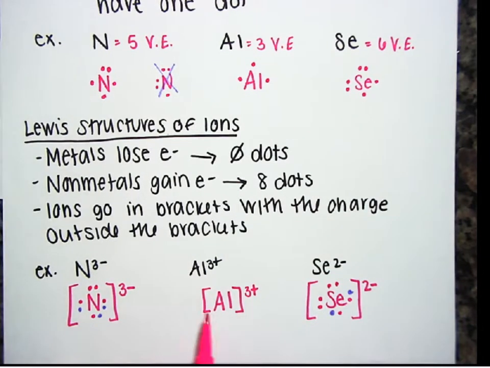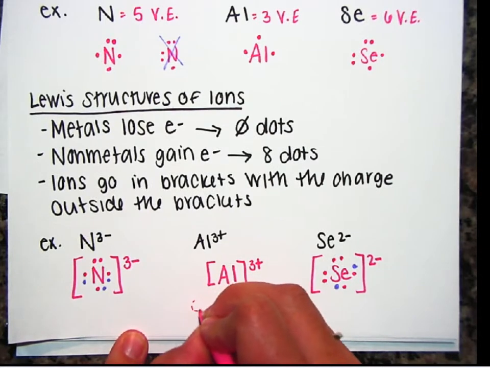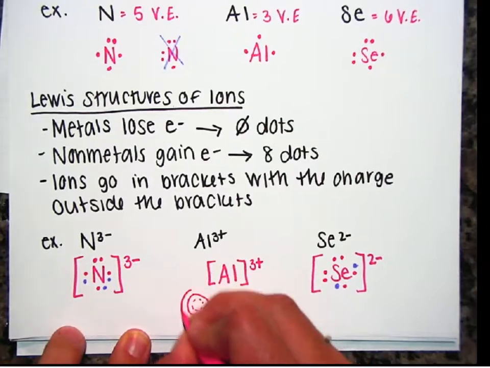Aluminum is going to lose its 3 valence electrons and it has a charge of 3+. But looking at this, aluminum doesn't have any dots, or any valence electrons. Well, I thought everything needed to have 8. Well, why does that happen? Remember that this happens because it loses its outermost energy level.